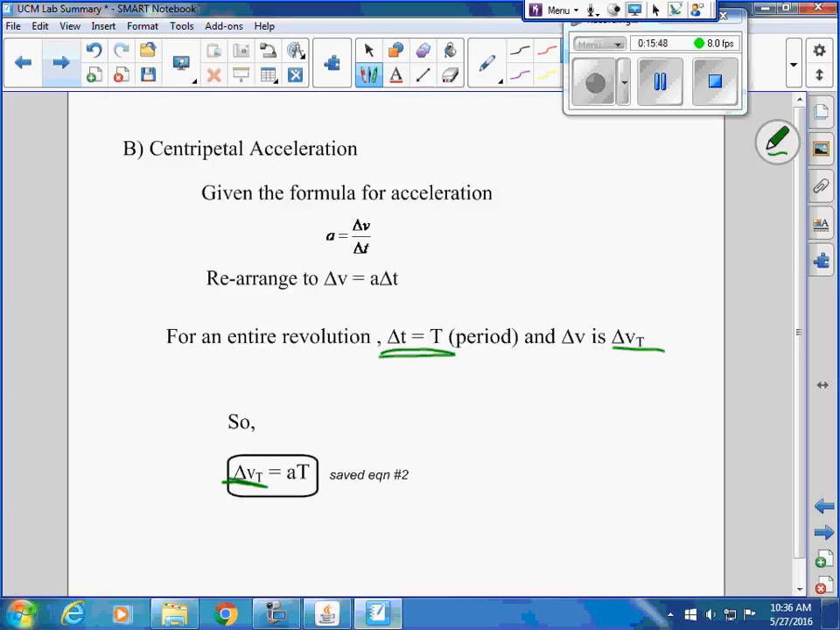Again, I'm laying the foundations here. I'm creating these formulas, and you don't know where they're going. I get that. I'm going to put it all together at the end. I'm going to call this saved equation number 2. Don't worry, Nate. It's going to make more sense once you look back on it. So this is called saved equation number 2: delta v_T is equal to a times T.